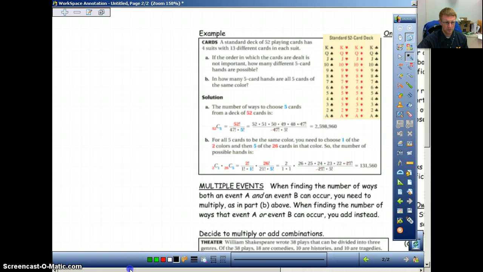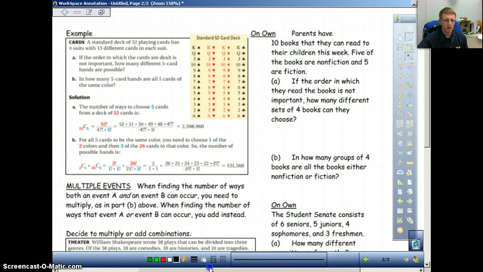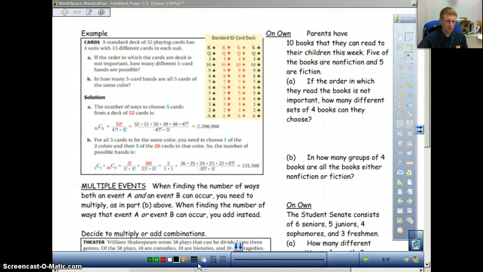Okay, so let's get to the back side of this. So these are a little bit different. They're the same idea, but just different types of problems. So a couple different things we need to look at. So I want to read through this problem with you. It says a standard deck of 52 playing cards has 4 suits with 13 different cards, and you see all of your playing cards listed here.